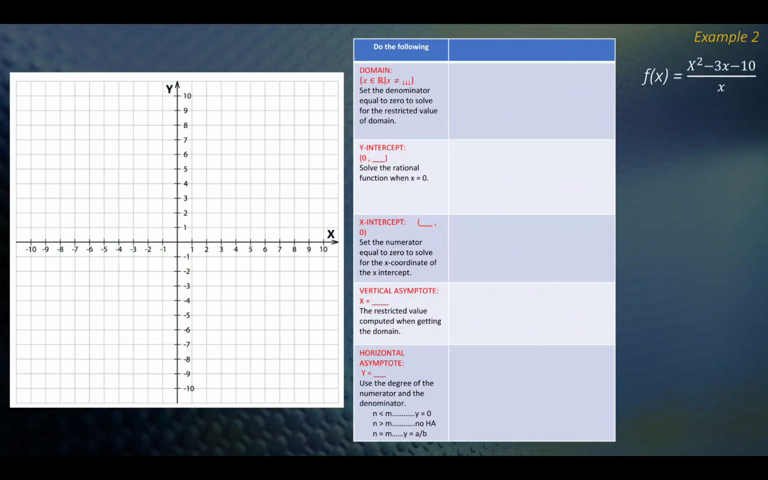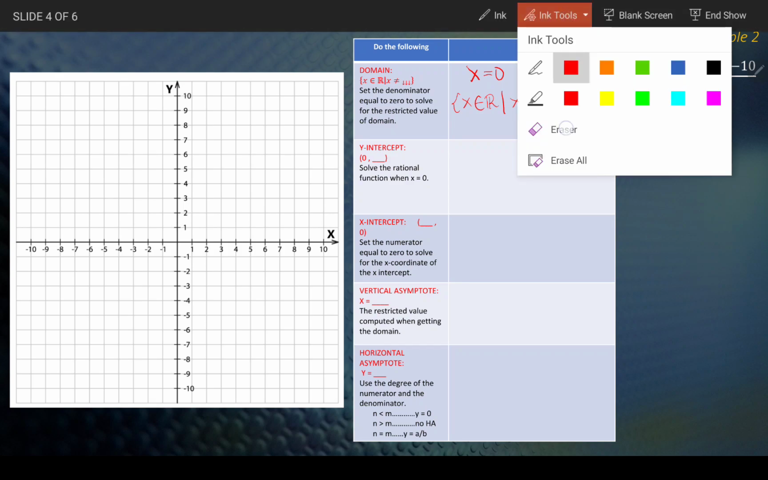Example number 2, f of x is equal to x squared minus 3x minus 10 all over x. For the domain, you just have to set the denominator x equal to 0. So we don't have to compute anymore because it's already there. We have no value that we can transpose or whatever. So we have x is an element of the real numbers such that x should not be equal to 0. Apologies for my brace.